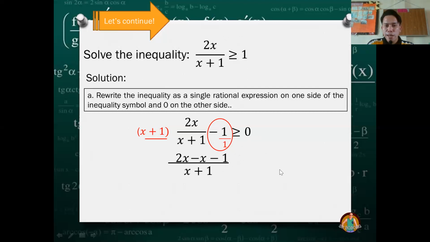So, we will combine like terms. So, yung 2x minus x will give us x. So, of course, greater than or equal to 0. So, x minus 1 over x plus 1 is greater than or equal to 0. Okay? So, again, bakit naging x minus 1 na lang yung numerator natin? Kasi 2x minus x will give us x. Okay? Nakita niyo ba sa cursor? Okay? So, that is our first rule or step.